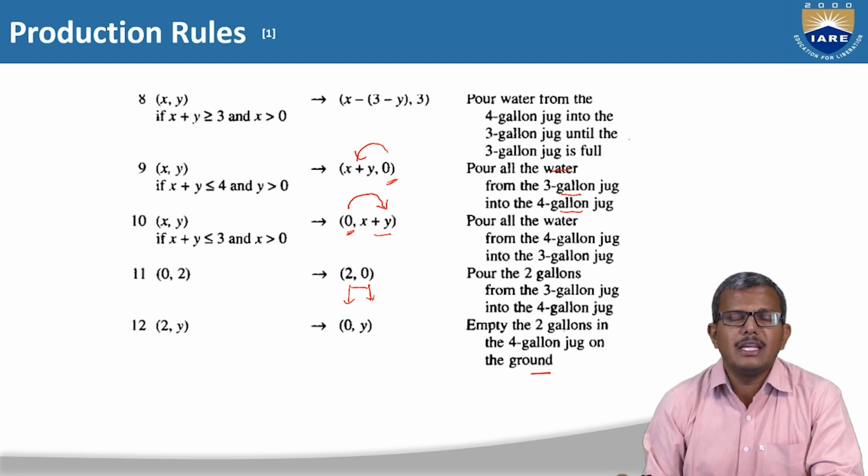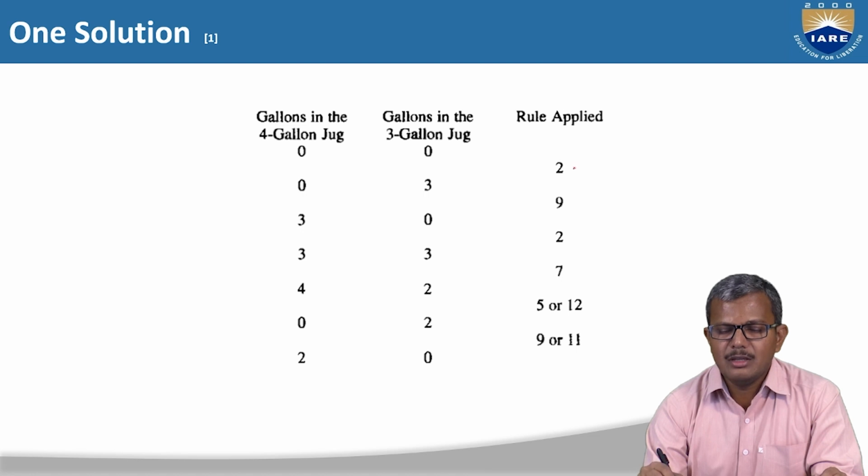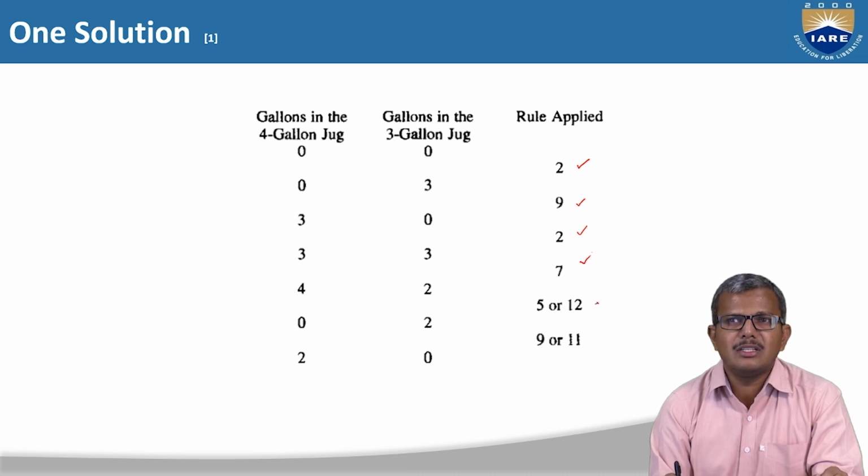Once the production rules are ready, we need to keep on applying these production rules so that we can get 2 gallons of water in the 4-gallon jug. So these are the possible rules we can apply. First we are going to apply rule number 2, then rule number 9, again rule number 2, rule number 7. In this particular case, we can apply either rule number 4, 5 and 12, and here also we can apply rule number 9 or rule number 11. These are nothing but the production rules.